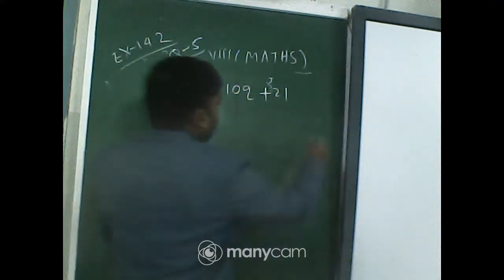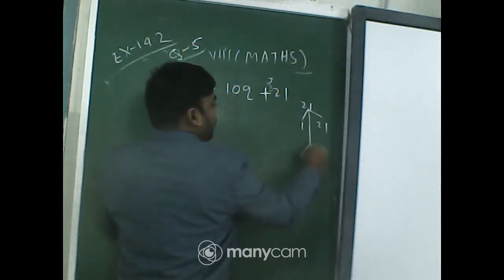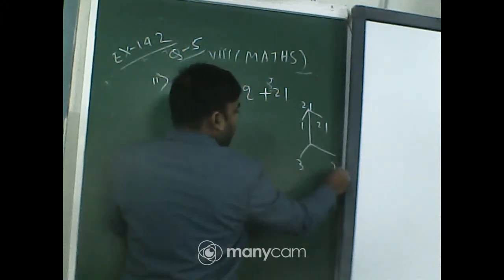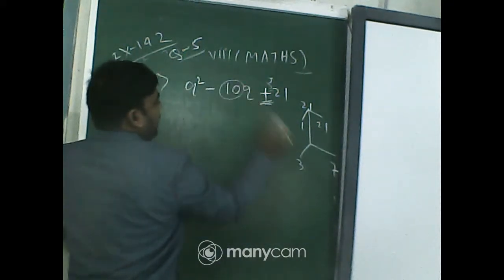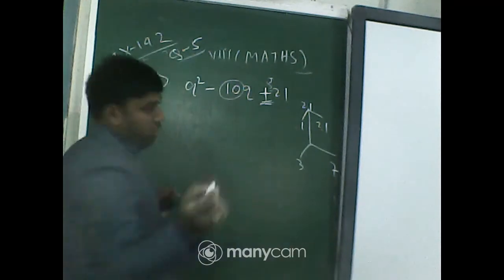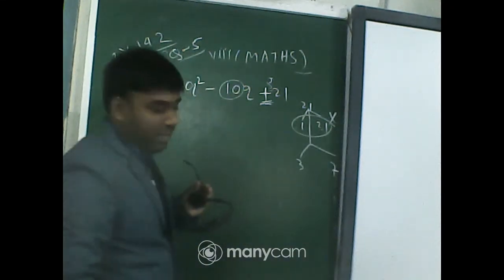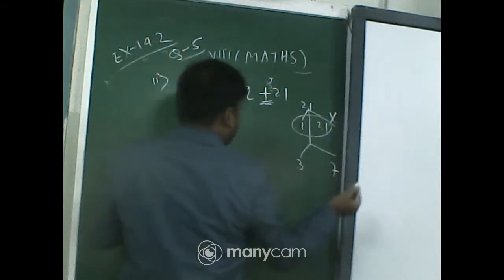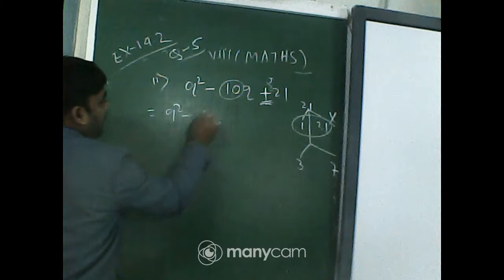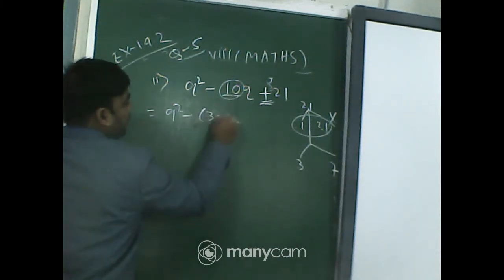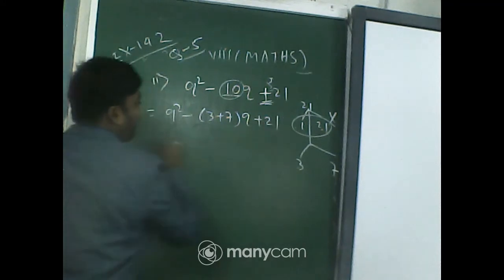The factors of 21: you can write 1 into 21, or in another way, 3 into 7. Now as it is plus sign, match 10. 1 plus 21 is 22, we will not take this. 3 into 7, 3 plus 7 is 10. So q square minus 10q can be written as q square minus 7q minus 3q plus 21.